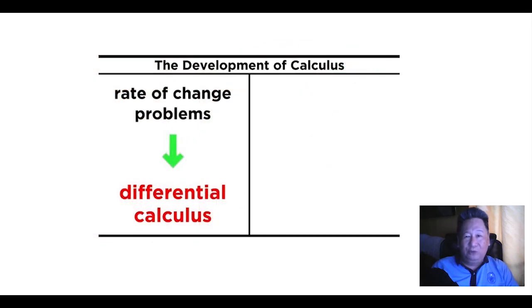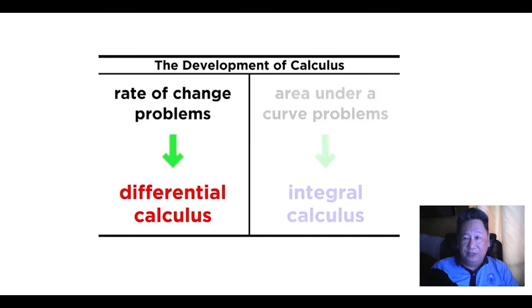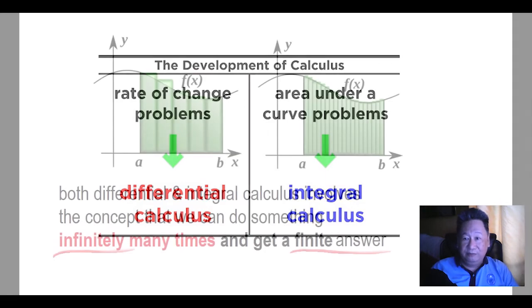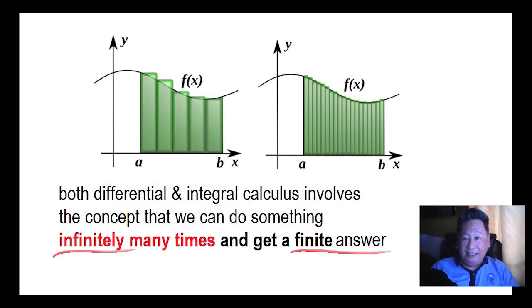So we can see this concept, rate of change, was the other of two important parts that brought about this mathematical revolution, as its exploration comprised the development of differential calculus. This is in contrast to the first one we discussed, the area under the curve with rectangles. That is called integral calculus. However, both differential and integral calculus involve the concept that we can do something infinitely many times and get a finite answer that is useful.